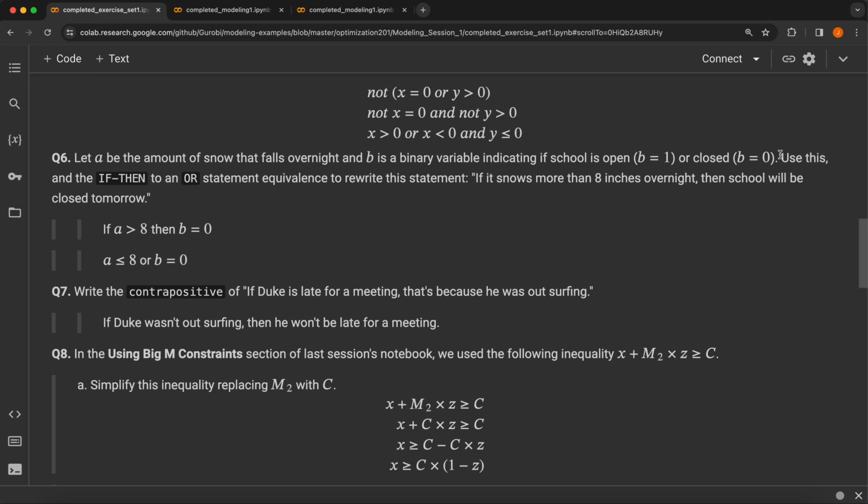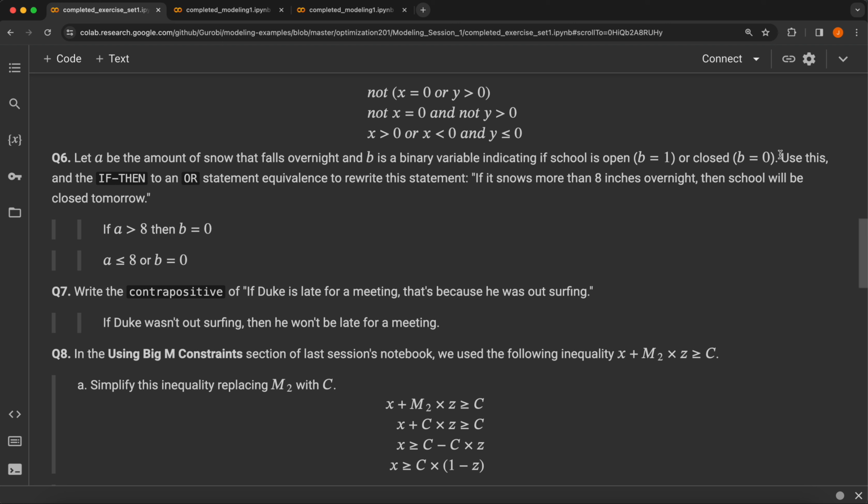All right, moving on to number 6. Let A be the amount of snow that falls overnight, and B is a binary variable indicating if school is open, in which case B is equal to 1, or closed, in which case B is equal to 0. Use the logical equivalency of changing an if-then statement to an or statement to rewrite the following statement: if it snows more than 8 inches overnight, then school will be closed tomorrow.